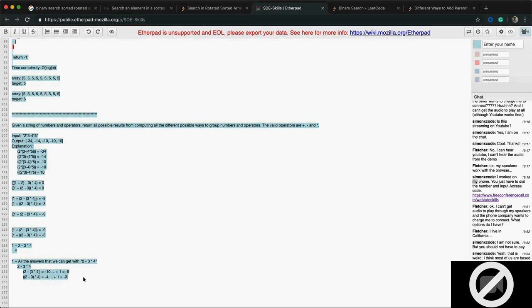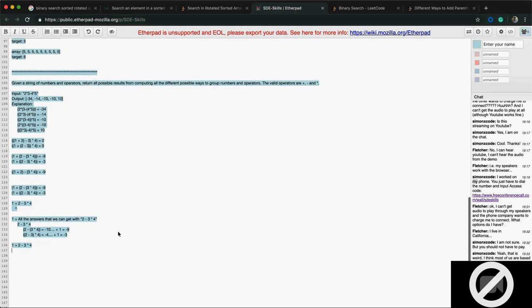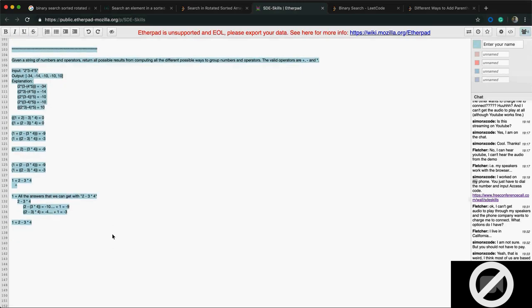Is that correct? Let's try that. So these are the two possible answers. Now again, if we keep continuing, we get this plus operator. We already looked into that. Next time we get this minus operator. Correct? Yes, we need to do it for all the operators in the string.